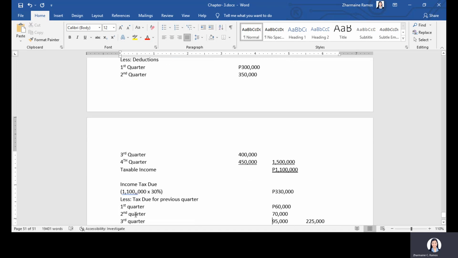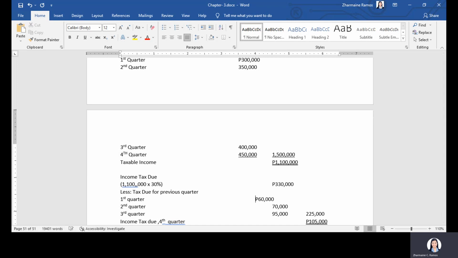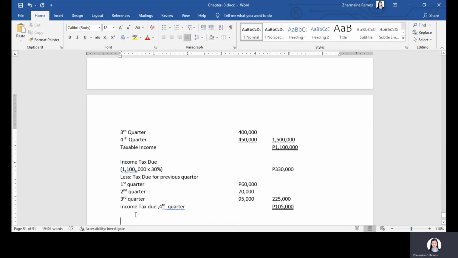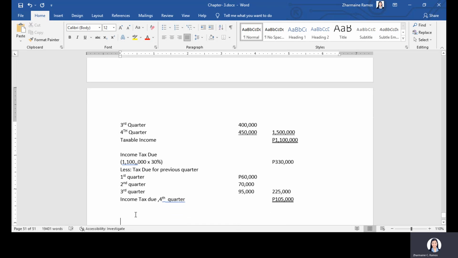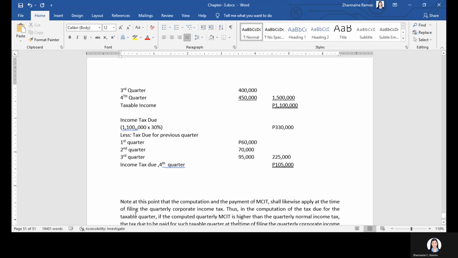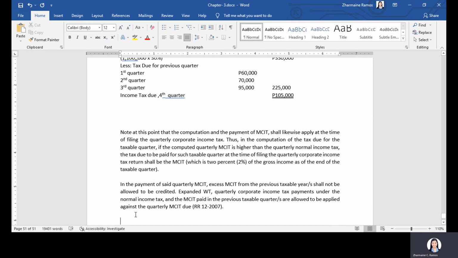Pero dahil may mga nabayaran ka na ng previous years, kailangan mo syempre ibawas para hindi madoble-doble yung babayaran mo. So, total income tax due mo na lang is 105,000. Income tax returns or income tax due per quarter. So, that ends our chapter 3, part 2.